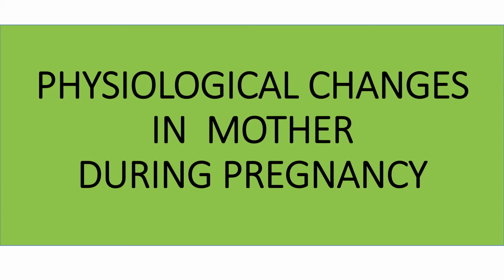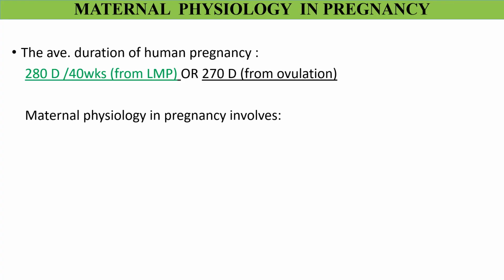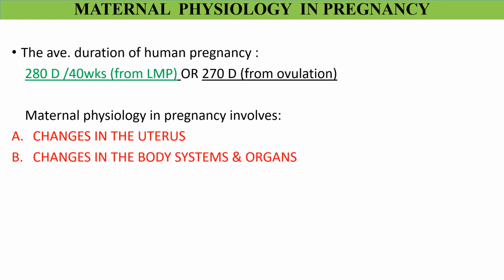Now let us see the physiological changes that occur in a woman during pregnancy. The normal average duration of pregnancy in humans is 280 days when it is calculated from the first day of the last menstrual cycle. As the pregnancy progresses, various types of extra demands occur from the mother's body for the growing fetus. These demands need to be met only by certain adjustments in the organ systems of the mother's body. The maternal physiological changes in pregnancy are the changes in the uterus, the changes in the body systems and organs, and metabolic changes.